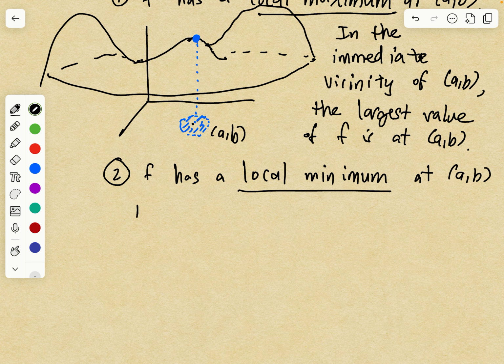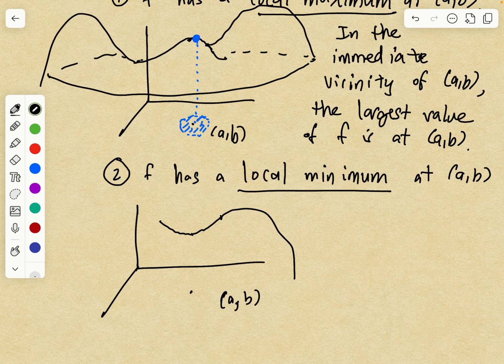So here's a comma b, and let's see if I can draw this upside down. I don't think I can draw this upside down. This is too difficult. You could have something like this. Something like that.